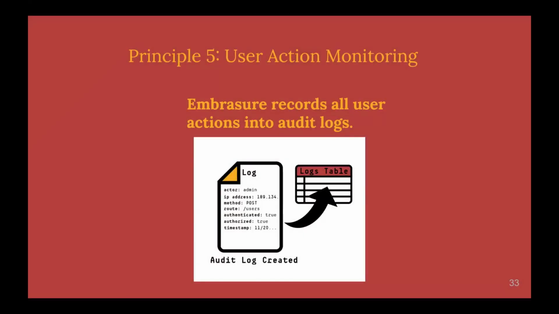The fifth principle, user action monitoring. Embrasure records all user interactions to provide comprehensive visibility into how secrets are accessed. Audit logs are critical as they provide valuable information and enable effective incident management. They provide observability of events, enabling teams to monitor and review access to the secrets, see unauthorized attempts to access resources, and investigate security incidents. Essentially, audit logs provide a way for teams to see what happened and maintain accountability for an organization.